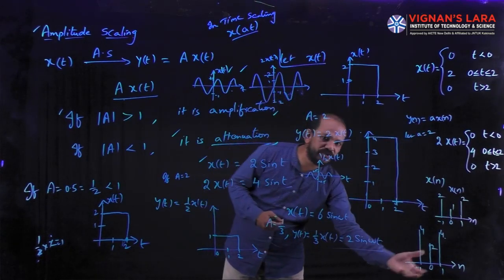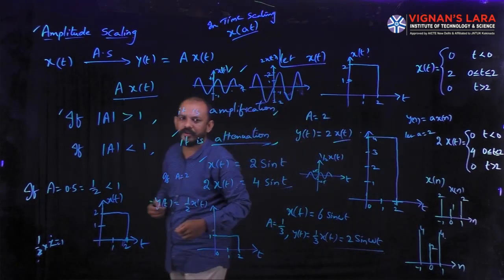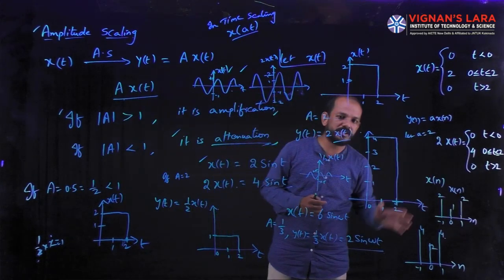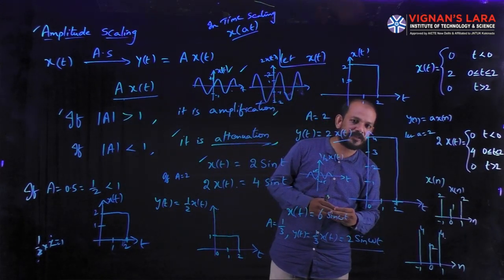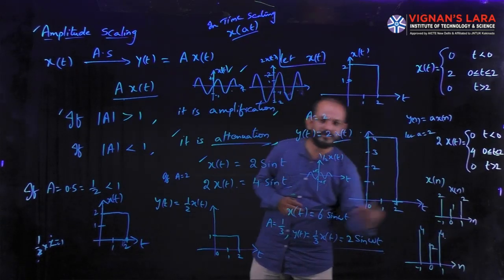There is no change with respect to n because it is amplitude scaling. Whenever we perform amplitude scaling, the change is with respect to amplitude only. There will be no change with respect to the time. That is, here the discrete time variable is n. There is no change with respect to n.